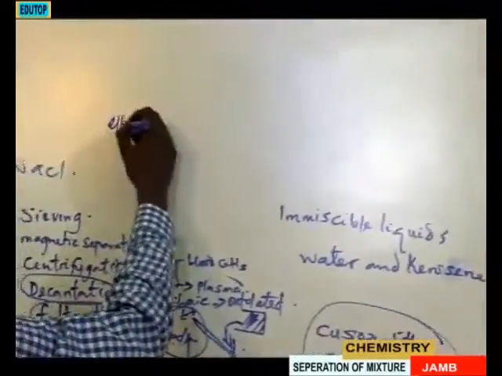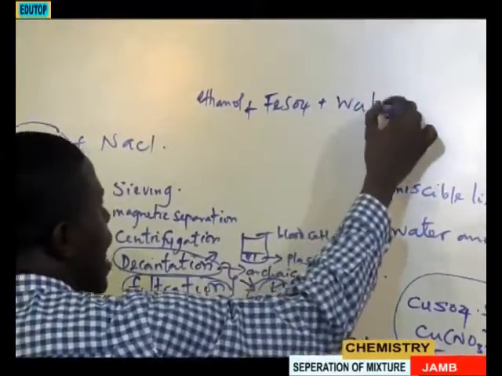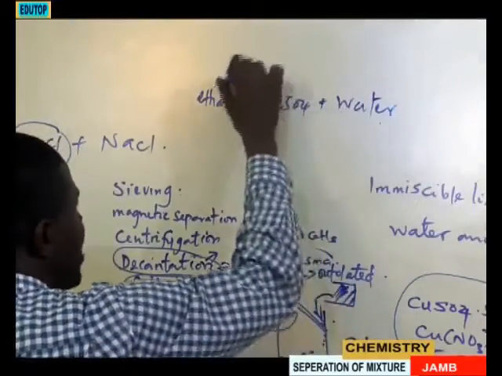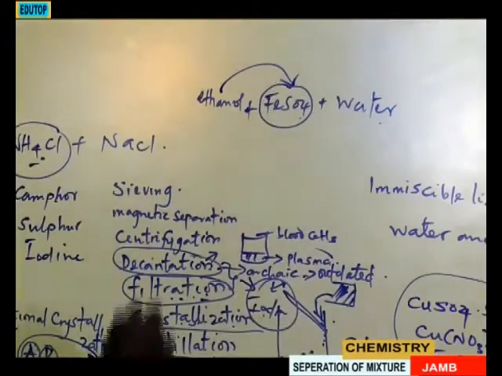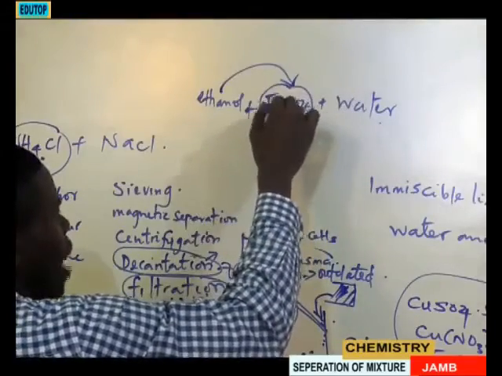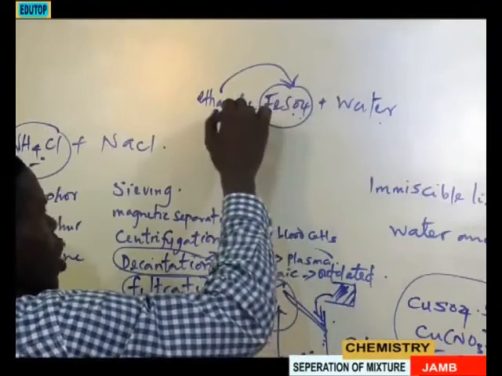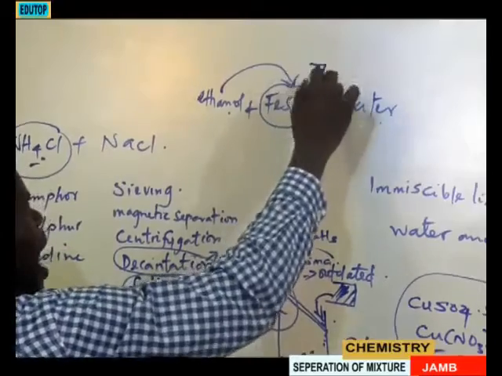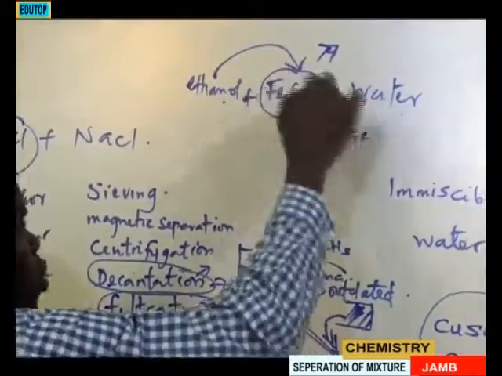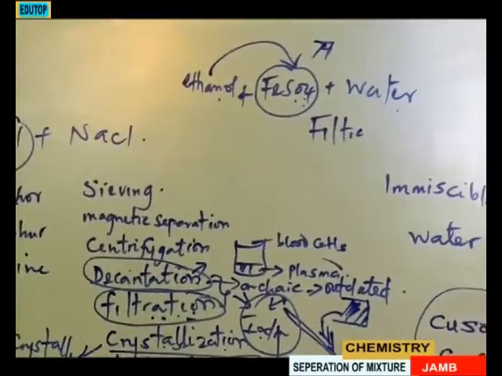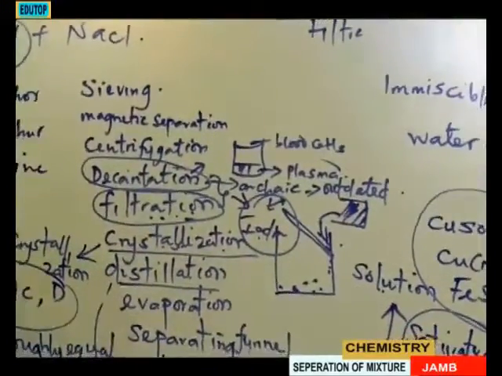You can see that in precipitation, if you are asked how a mixture of ethanol, iron 2 tetrasulfate 6 and water can be separated: when you have iron 2 tetrasulfate 6 in water, by introducing ethanol, if this one is your substance of interest, just introduce ethanol into a solution containing iron 2 sulfate and water. Because this one is insoluble in ethanol, it will come out of the solution as a precipitate, which you can now pass through a process known as filtration to remove it. So that is how it is done. So I believe you've been able to have an integral explanation on separative techniques.